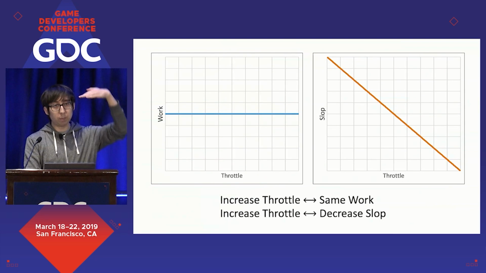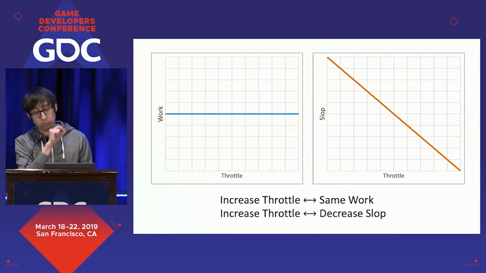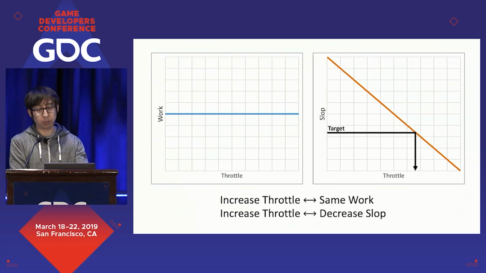On the other hand, slop becomes a straight negative line for the same when you increase throttle. So this makes calculating an appropriate throttle very easy if you're given a target slop amount. The measured slop then converges to the target slop in one frame.